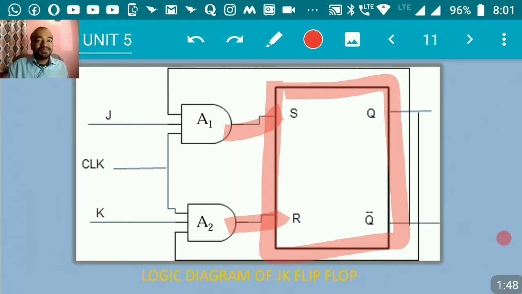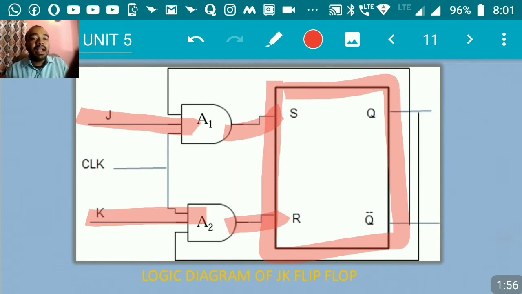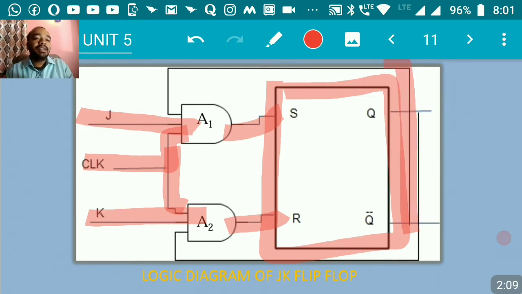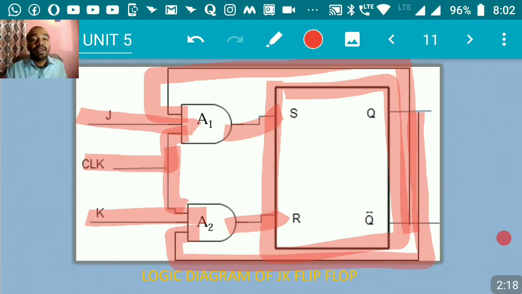Now this AND gate 1 gets the input that is called J, and this AND gate 2 gets the input that is called K, and the clock input is given to both AND gate 1 and AND gate 2. One more connection that I want to tell you is that the Q bar is taken and connected to AND gate 1, and the Q is taken and connected to AND gate 2. These are the connections in the logic diagram. This is how we have to write the logic diagram.